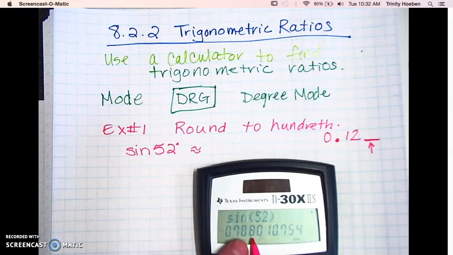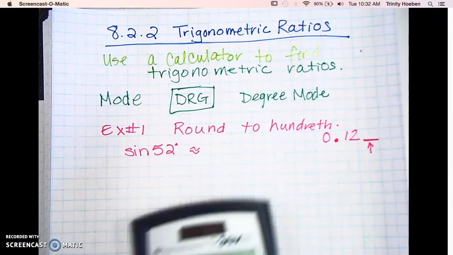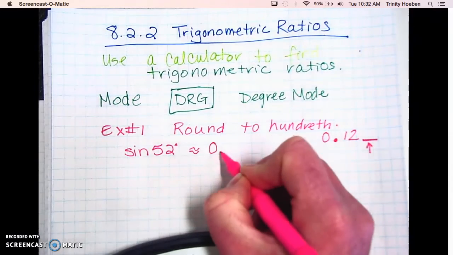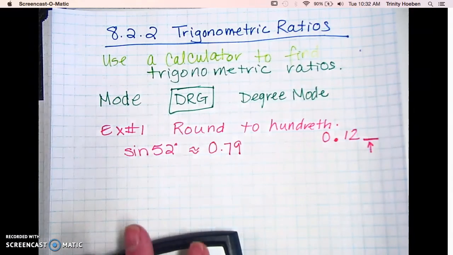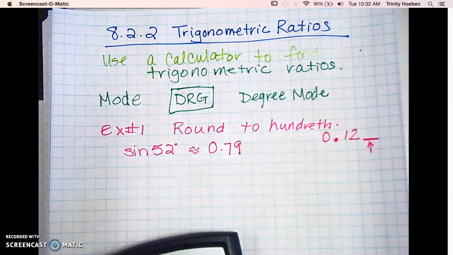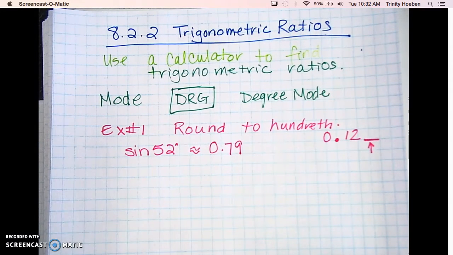So we look to the third number that will determine. If it's 5, 6, 7, 8, or 9, it rounds up. If it's 0, 1, 2, 3, or 4, it stays the same. So is it going to stay or round up? Round up. So this is approximately equal to 0.79. Anybody not sure how I got that number? All right, let's try another one.